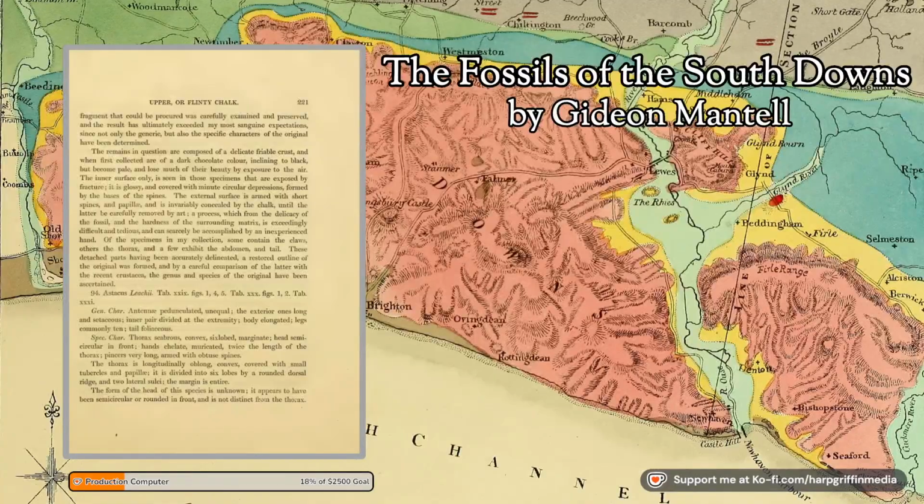Of the specimens in my collection, some contain the claws, others the thorax, and a few exhibit the abdomen and tail. These detached parts having been accurately delineated, a restored outline of the original was formed, and by a careful comparison of the latter with the recent crustacea, the genus and species of the original have been ascertained.